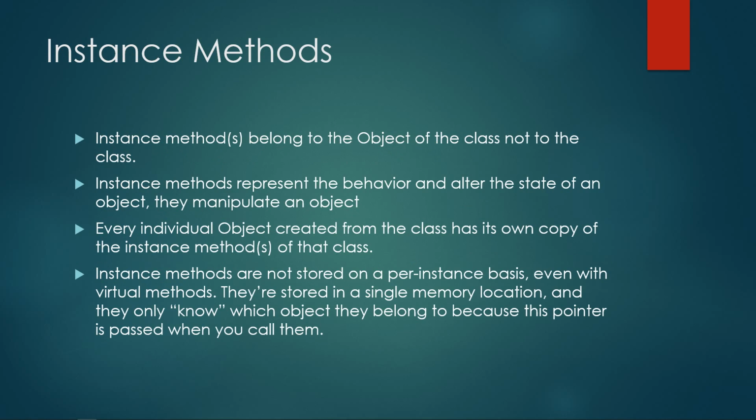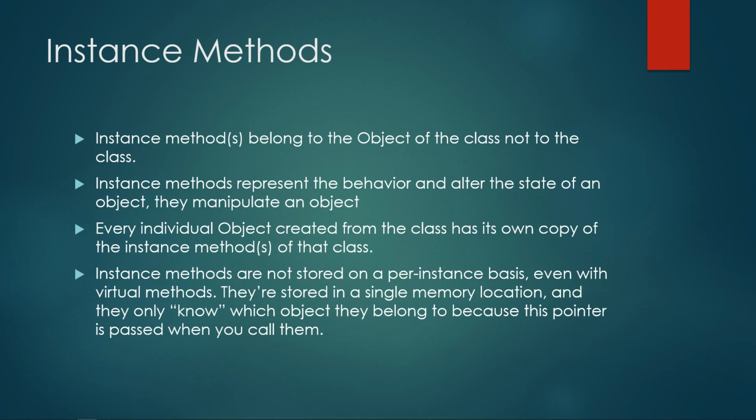Instance methods belong to the object of the class, not to the class. Instance methods represent the behavior and alter the state of an object, which means they manipulate an object. Every individual object created from the class has its own copy of the instance methods of that class. Instance methods are not stored on a per instance basis even with virtual methods. They are stored in a single memory location, and they only know which object they belong to because the this pointer is passed when you call them.